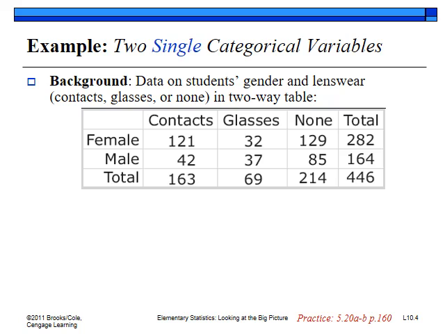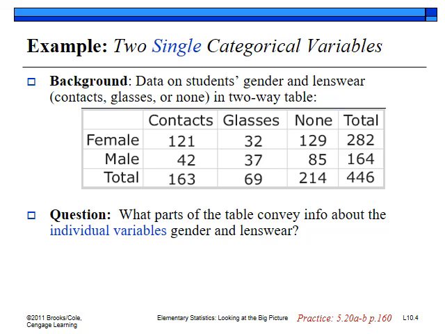In the student survey data, we see this relationship between gender and lens wear: contacts, glasses, or none. The relationship is currently displayed in a two-way table, which I'll show you how to generate in a few minutes. Looking at this table, how do we read it? What part of the table gives us information about the individual variables, not the relationship, but the individual variables, gender and lens wear?